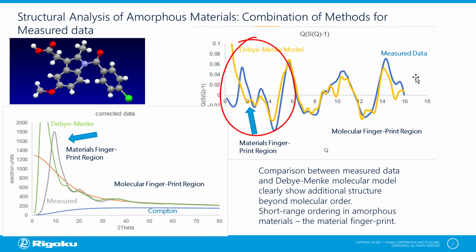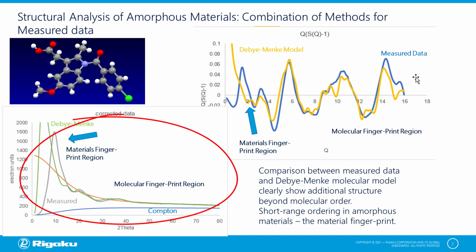Now we can do the same comparison directly in the measured data, although this has been converted to electron units here. So we've removed absorption, Lorentz polarization, and the like. The measured data is in gray, and the Debye-Menke response here is in green. And again, the asymptote in orange is the independent coherent cross-section. And just for completeness, I've included the Compton scattering in this one.